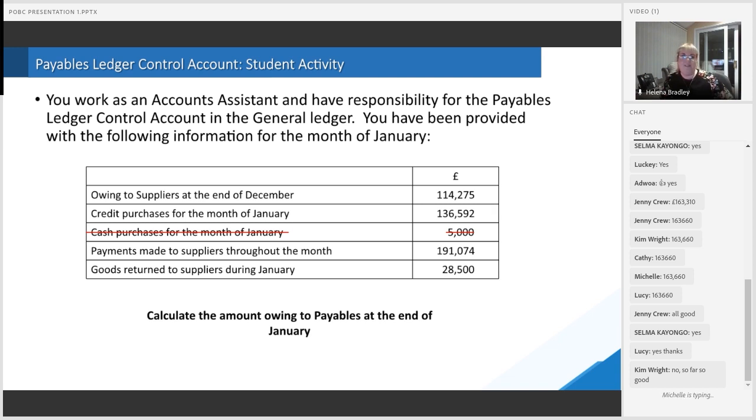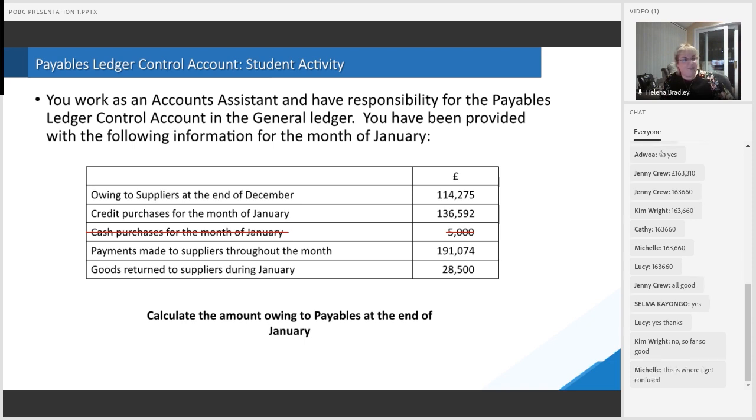And the payments made to suppliers throughout the month. That's going to reduce the liability. So we're going to pop that on the debit side of the account to reduce the liability. Goods returned to suppliers during January. We've obviously had purchase returns, credit notes issued to us. That will also reduce the liability.